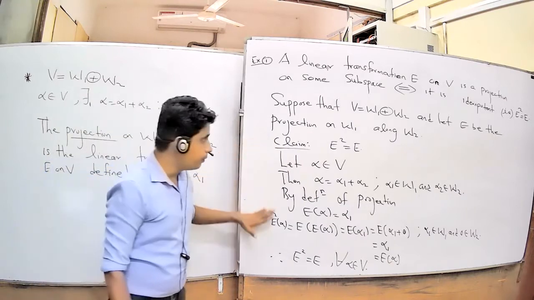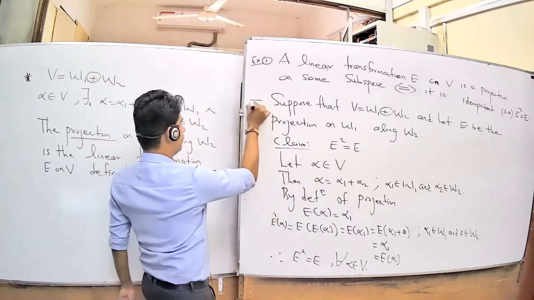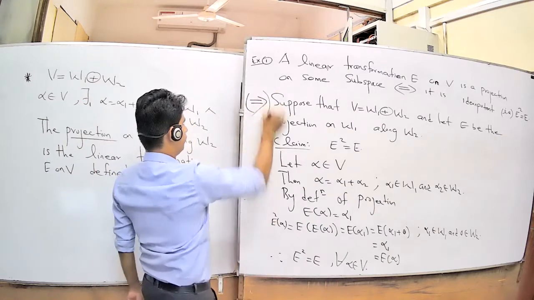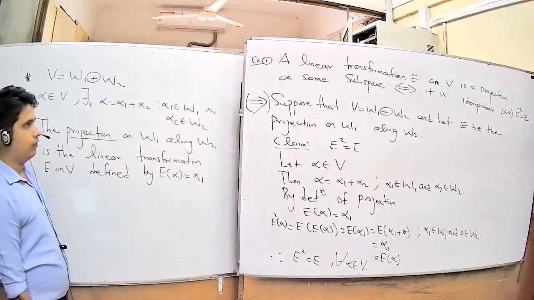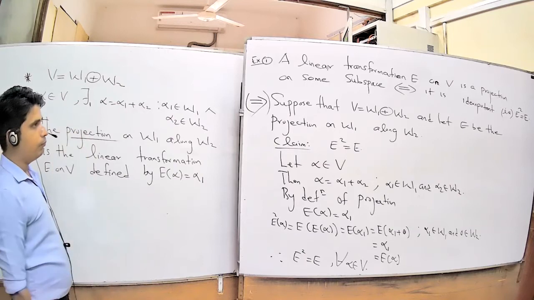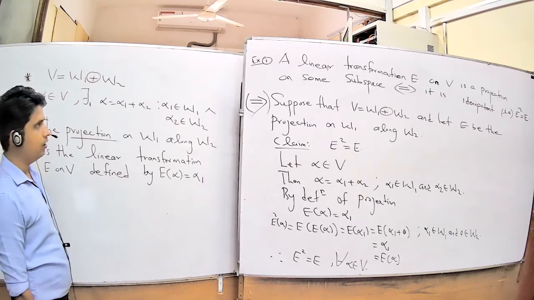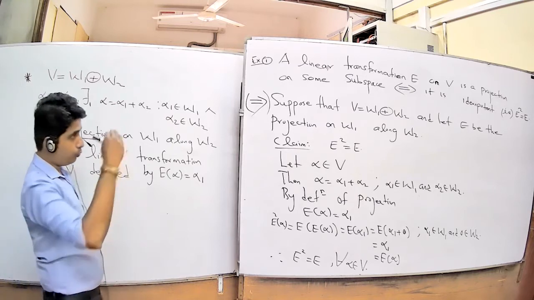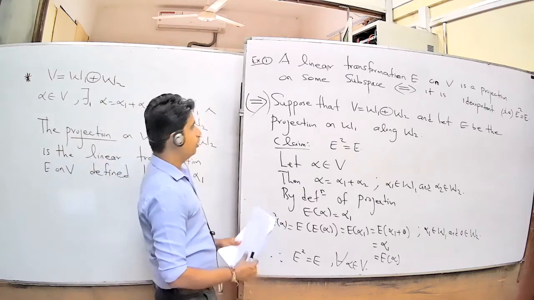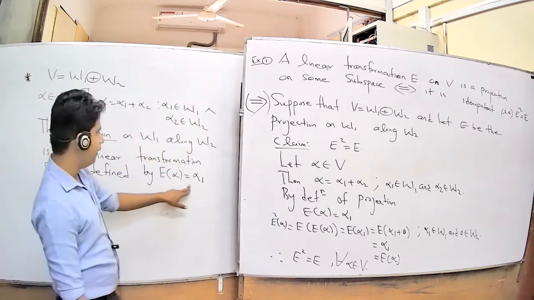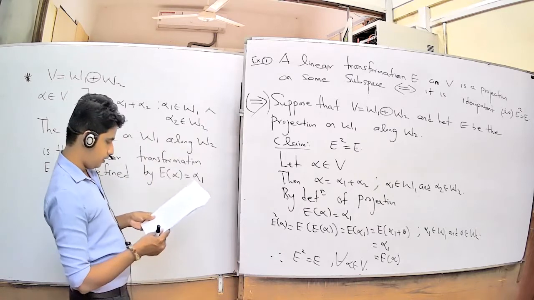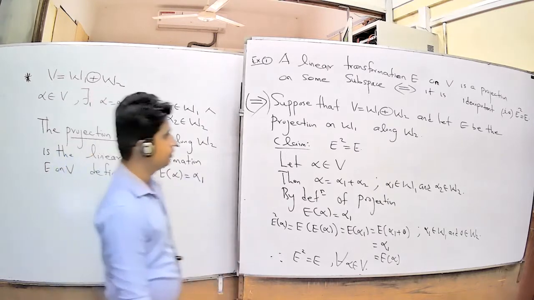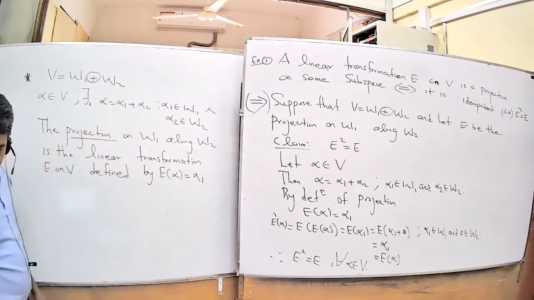This is the necessary part, and the sufficient part we also want to prove. Now for the converse part, suppose it is idempotent, E squared equals E. Then we want to prove that E on B is a projection on some subspace. What is the meaning of projection? We want to prove the condition E of alpha equals alpha 1. Now we will try to prove that converse part.